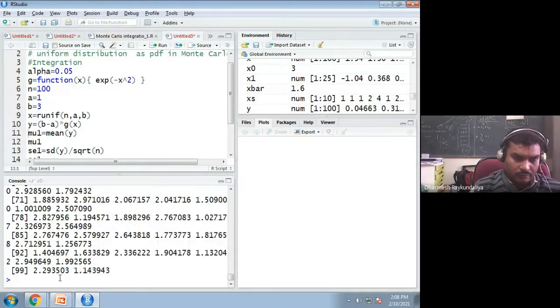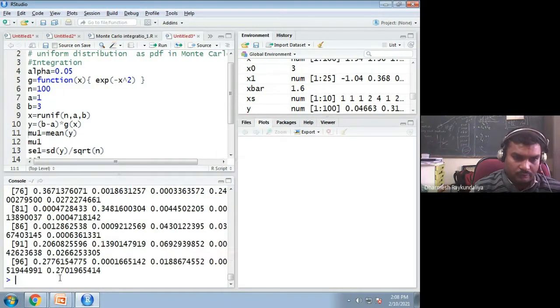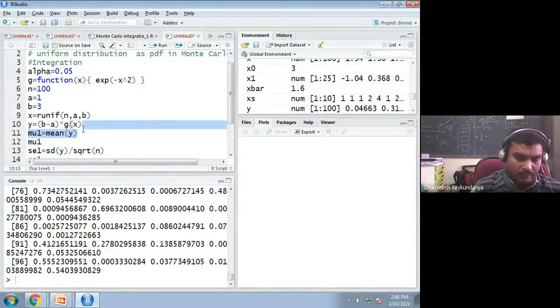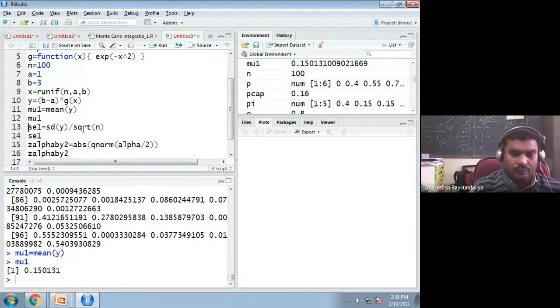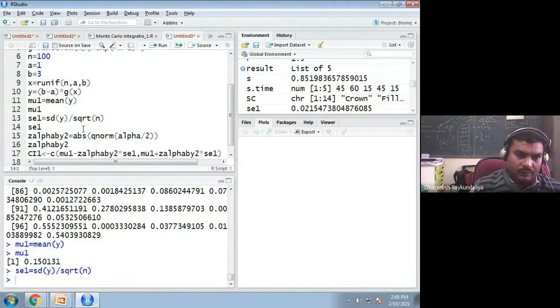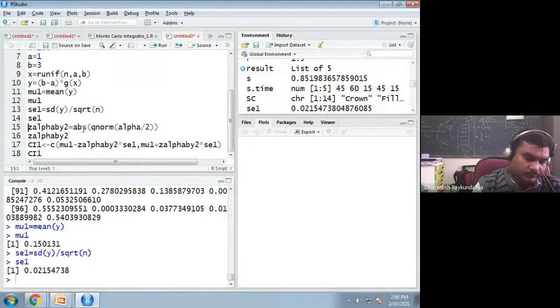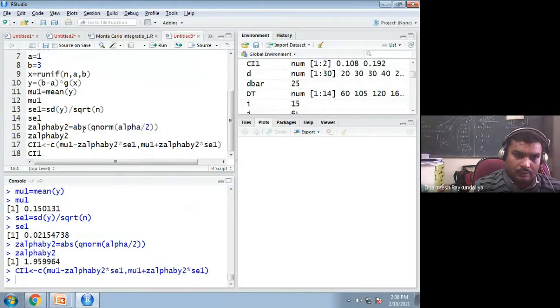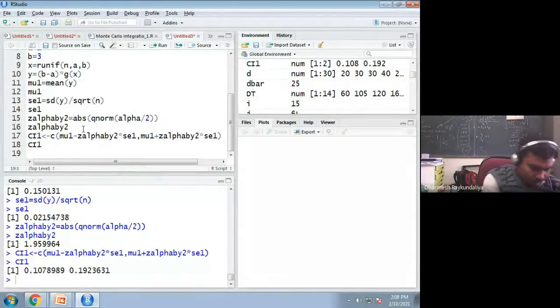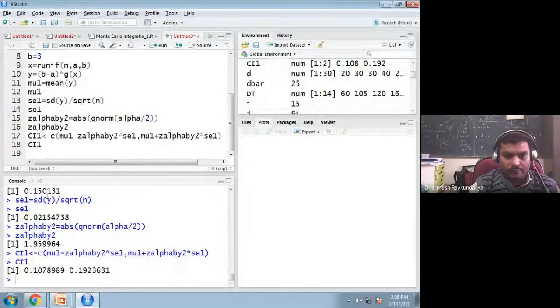You can see this x, this is of gx, this is of y. Okay, so this is the mean. This is the value of mean, and this is the standard deviation. Sorry, standard errors. Z alpha by 2, and this is giving the confidence bound. Okay, you can see that the estimate lies between. What is the estimate? It is 0.15, and it lies between this confidence interval. That means it is correct.